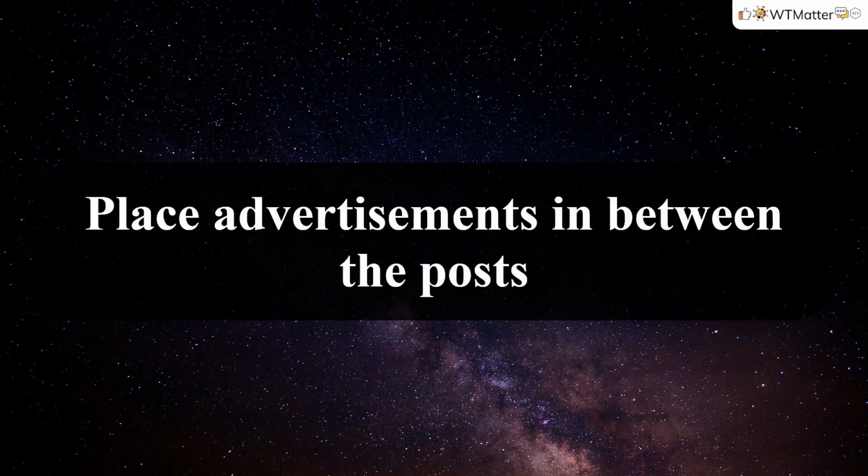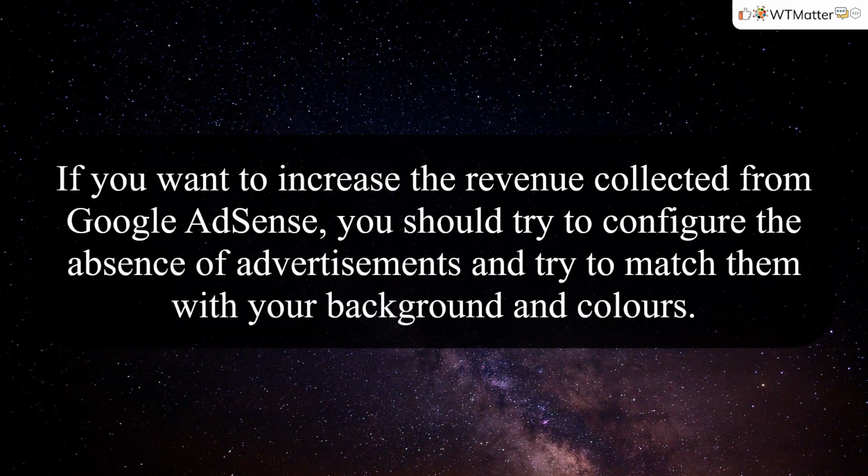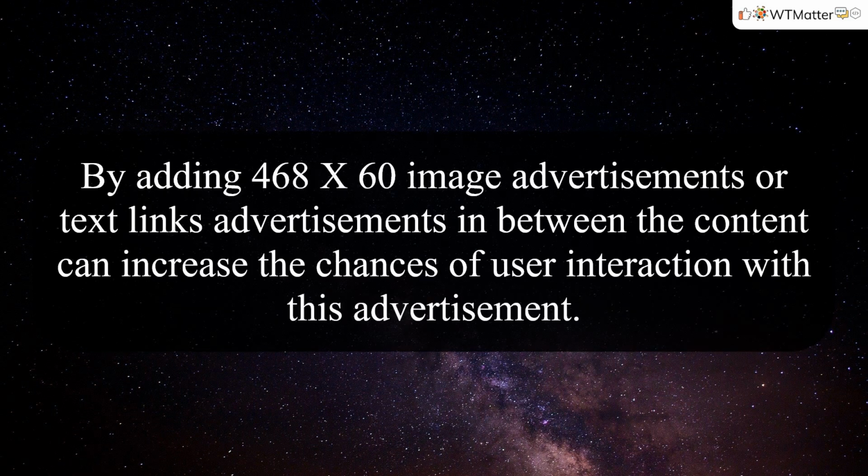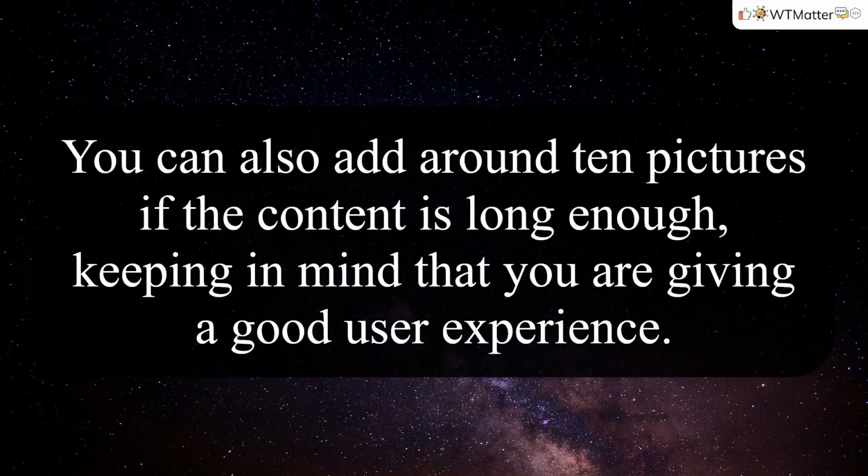Place advertisements in between the posts. If you want to increase the revenue collected from Google AdSense, you should try to configure the advertisements and try to match them with your background and colors. By adding 468x60 image advertisements or text link advertisements in between the content, you can increase the chances of user interaction with these advertisements. You can also add around 10 pictures if the content is long enough, keeping in mind that you are giving a good user experience.